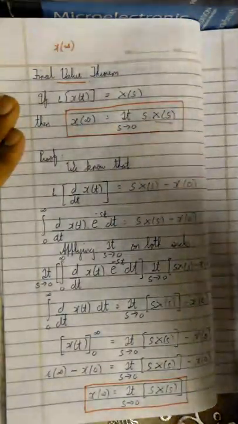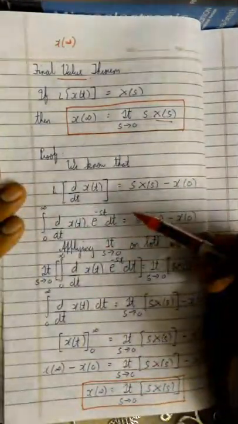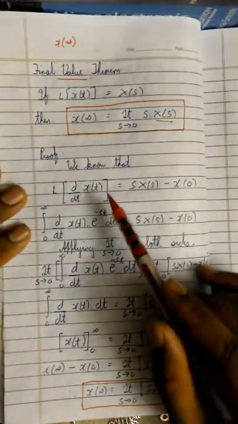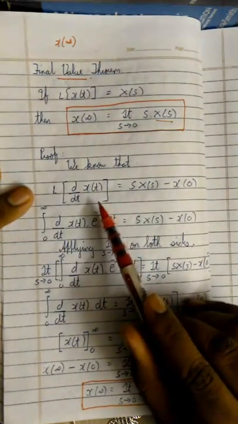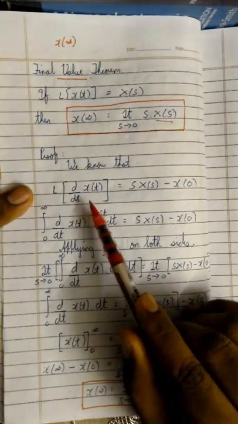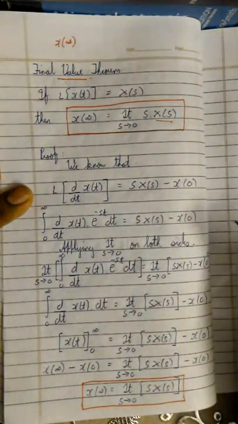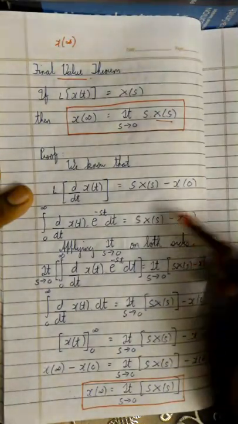Okay, so let's see the derivation. Just like the previous initial value theorem, the derivation starts with the time differentiation theorem. That is, Laplace of dx(t)/dt is equal to s into X of s minus x of 0. Here x of 0 is the initial value.